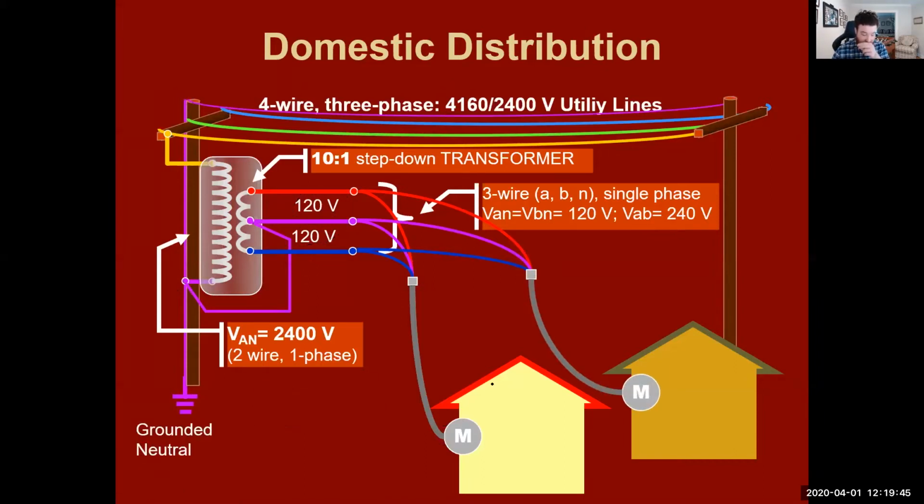Now, one transformer will basically take care of about 4 or 5 houses. All right. And the big thing that we're going to learn about in a second is what happens after we get to these meters. All right. So we have wires that are coming in at 120 volts. 3 of them, 1 of them is ground, 2 of them are live.